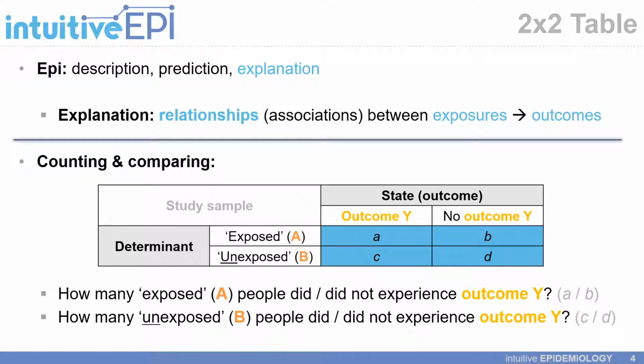Epidemiology can be broken down into three broad analytical approaches: description, prediction, as well as explanation. In the context of explanation, we examine relationships or quantify associations between exposures and outcomes. And this can be most easily visualized using what is known as a 2x2 table. In this table, you can see how many exposed people did versus did not go on to experience the outcome, and how many unexposed people did versus did not go on to experience the outcome of interest.